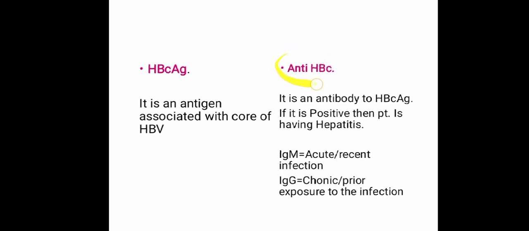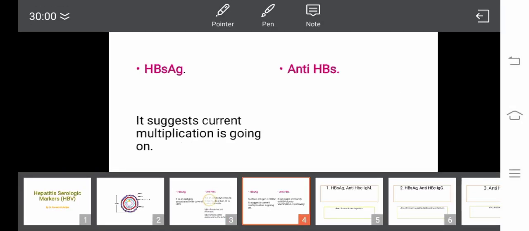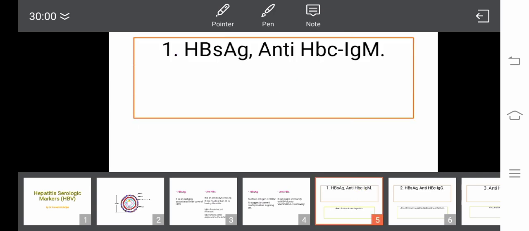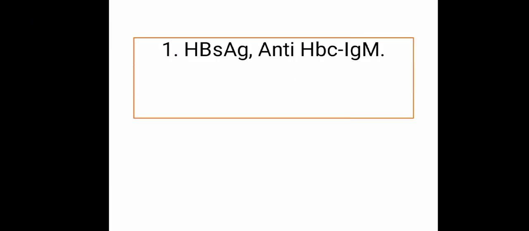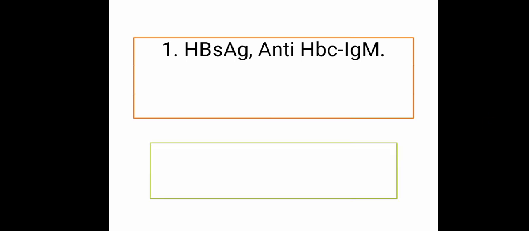So far we are done with anti-HBc antibody: IgM acute, IgG chronic. Now let's see some questions. The patient presents with HBs antigen, hepatitis B surface antigen, with anti-HBc IgM antibody. What is the answer? IgM suggests acute infection, and the antigen suggests multiplication is going on. So let's see the answer: active acute hepatitis. Easy, right?